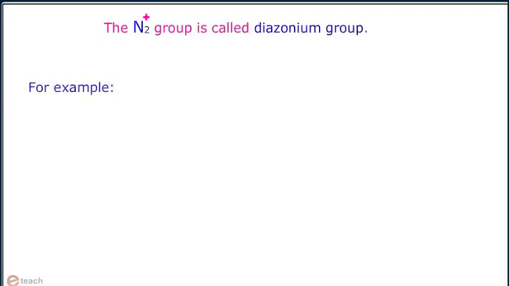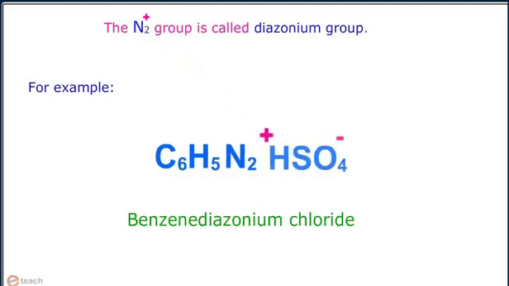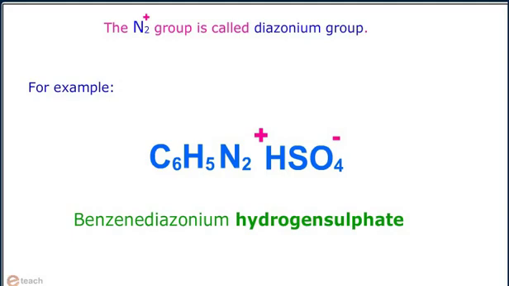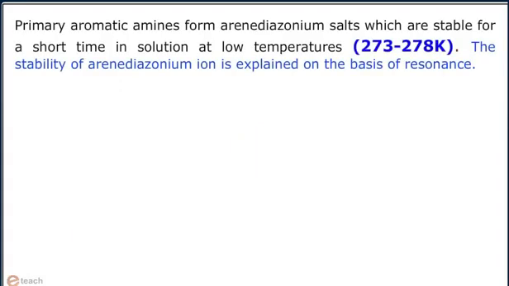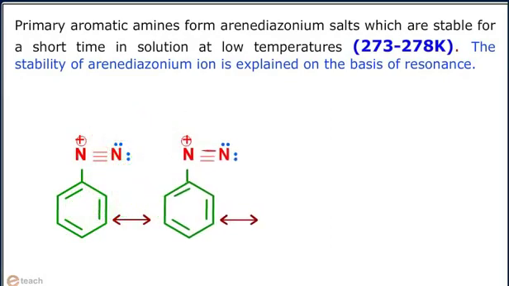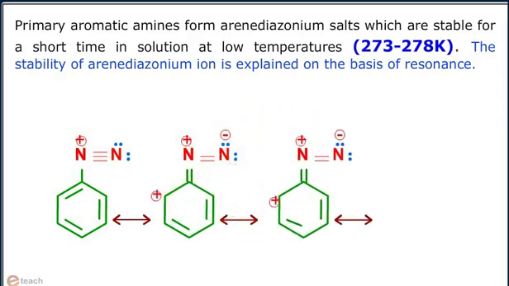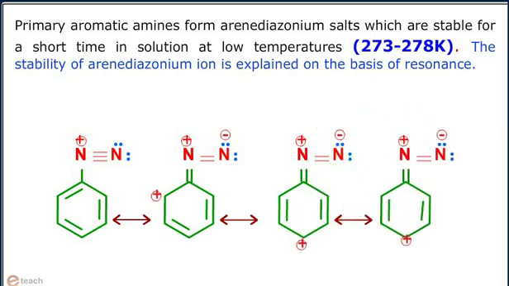For example, C6H5N2+HSO4− is called benzene diazonium hydrogen sulfate. Primary aromatic amines form arene diazonium salts, which are stable for a short time in solution at low temperatures, 273 to 278 Kelvin. The stability of the arene diazonium ion is explained on the basis of resonance. The structures in which it exists are given below.